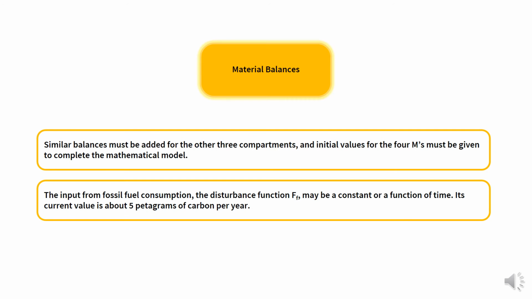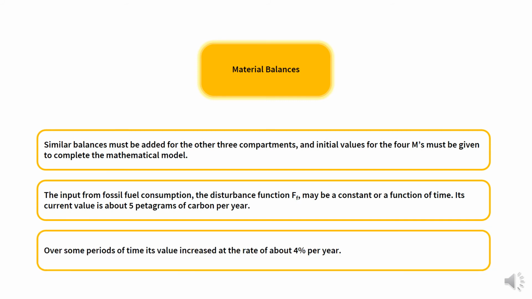The input from fossil fuel consumption, the disturbance function or F, may be constant or a function of time. Its current value is about 5 petagrams of carbon per year. Over some periods of time, its value increases at the rate of about 4% per year.